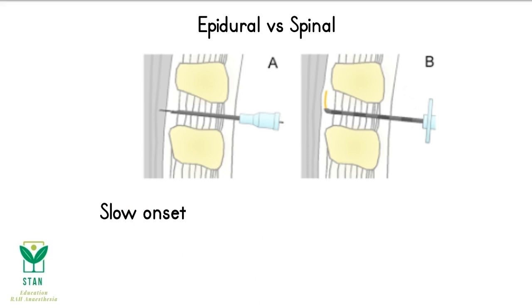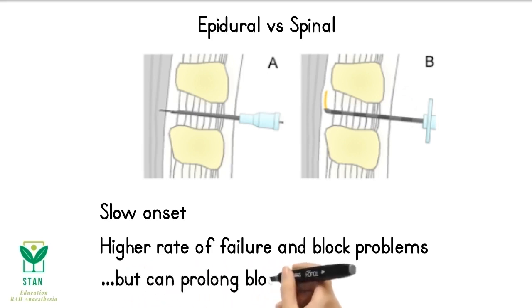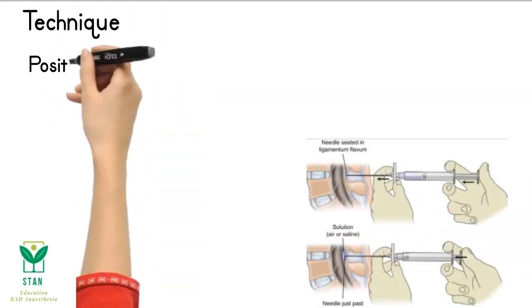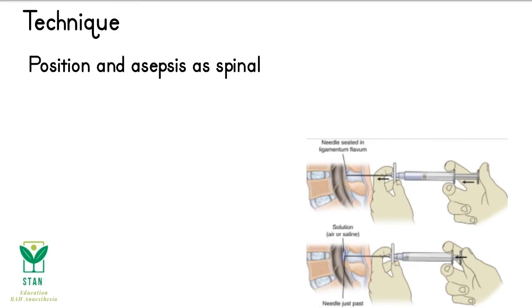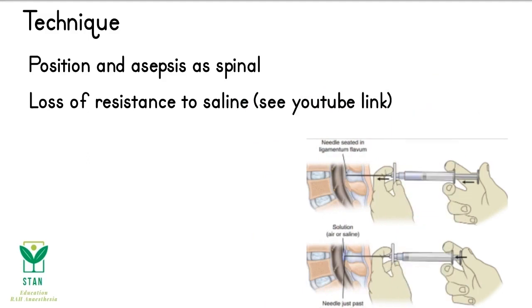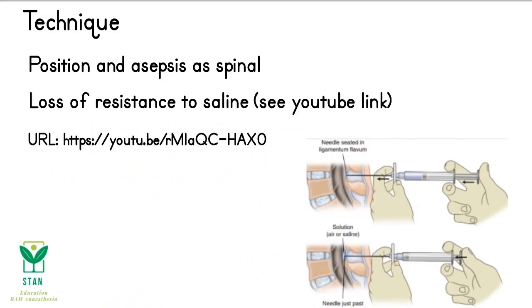Epidurals have a much slower onset than spinal anaesthesia, and they're prone to problems: unilateral block, patchy block, failure probably in the order of 10 to 15%. And I'll go into some of the other complications later. Its advantage over a spinal is the ability to prolong the block with catheter top-ups and infusions. Position and asepsis are as for spinal anaesthesia. The technique used is loss of resistance to saline, and rather than describe it, I'll let you go and see it in a very good YouTube video produced by Dr. Cal Shipley, MD.